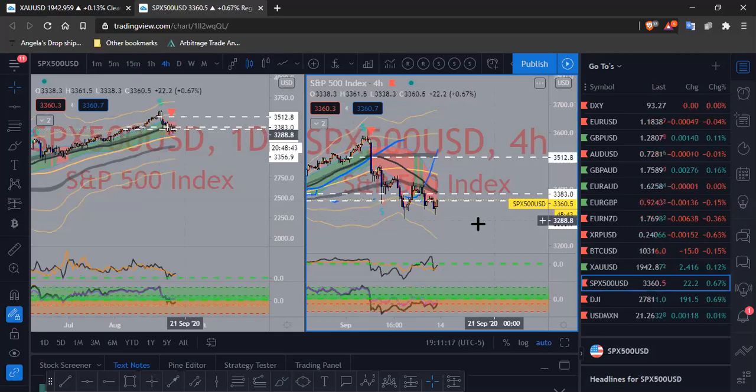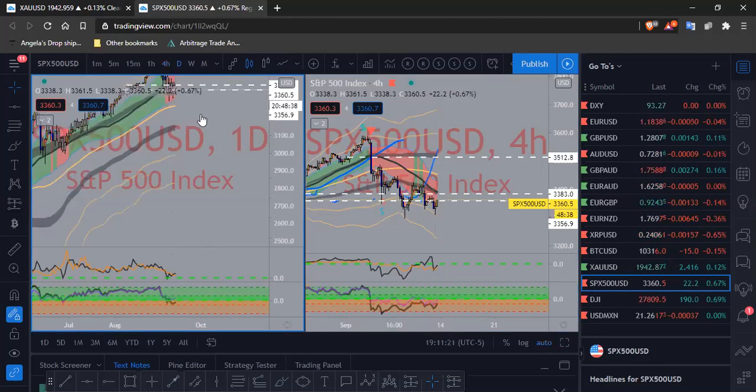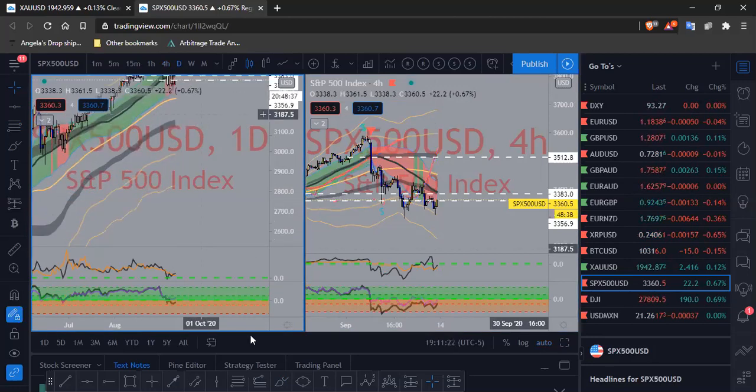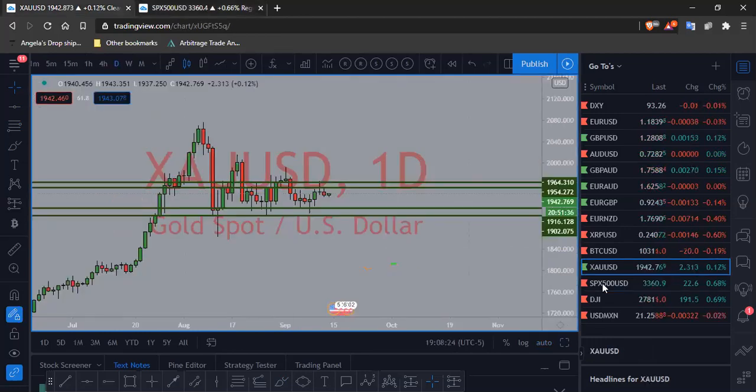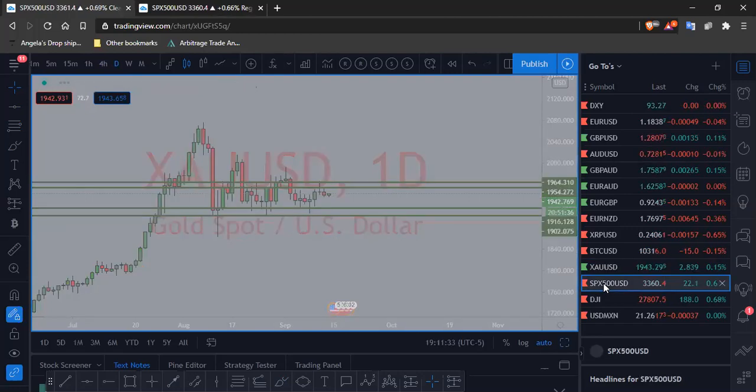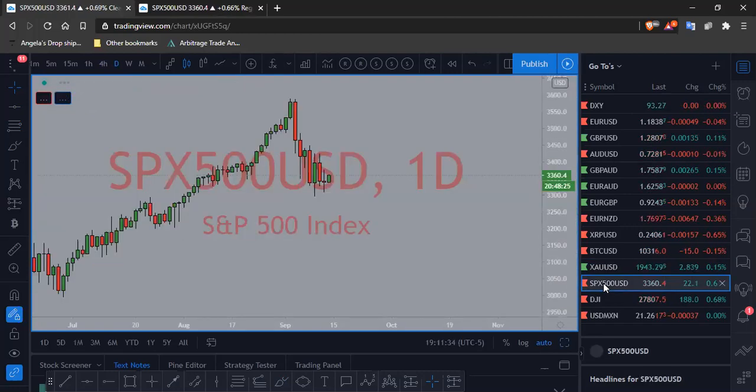I don't know what the S&P is looking like right here. Let's get rid of all that drawing though. There we go. And then S&P on this side. I'm so mad about that S&P drop. So mad about it. Okay.